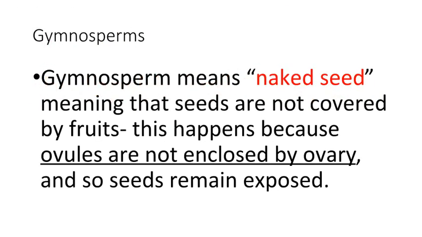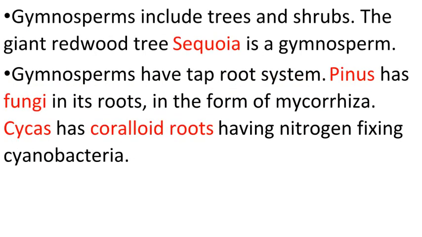Gymnosperms. Gymnosperm means naked seed, meaning that seeds are not covered by fruits. This happens because ovules are not enclosed by an ovary, and so seeds remain exposed. Gymnosperms include trees and shrubs. The giant redwood tree sequoia is a gymnosperm. Gymnosperms have a taproot system. Pinus has fungi in its roots, in the form of mycorrhiza. Cycas has coralloid roots having nitrogen-fixing cyanobacteria.